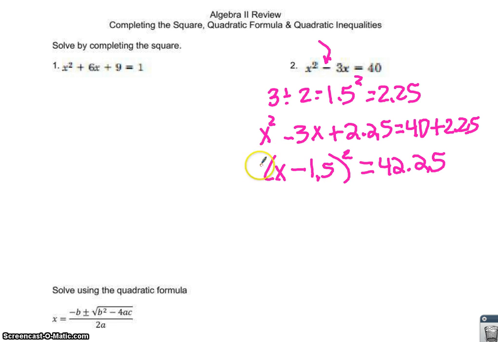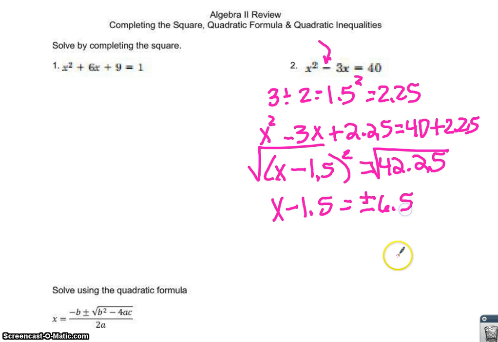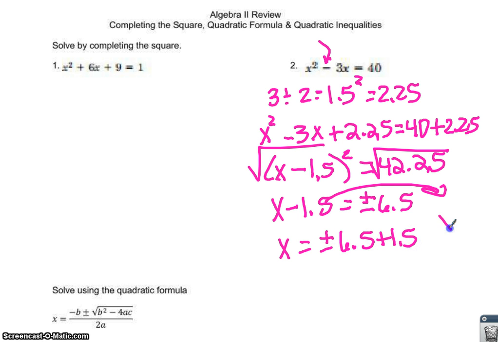42.25. So now we're going to square root both sides. It cancels with the squared and leaves me x minus 1.5 on the left. And then plus or minus the square root of 42.25, which is 6.5. So we're going to move our 1.5 to the other side. We're going to add it because it was a minus. And so x is equal to plus or minus 6.5 plus 1.5. So x is equal to 6.5 plus 1.5, which is 8. And x is equal to negative 6.5 plus 1.5, which is negative 5.